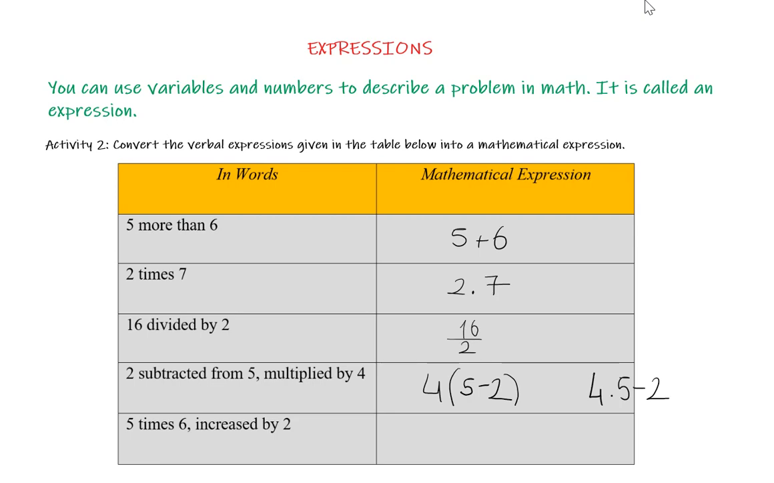This is an order of operation. If I multiply after adding or subtracting, it means you should firstly put them into parentheses and then multiply it with the number we need. And then the last one, 5 times 6. Yes, I multiplied 5 by 6 and I should add 2.